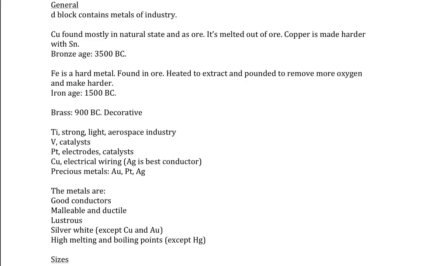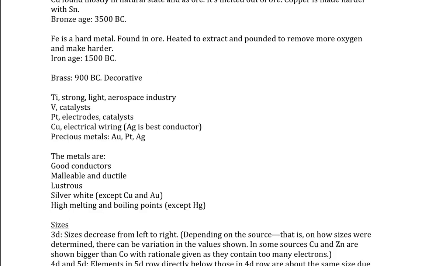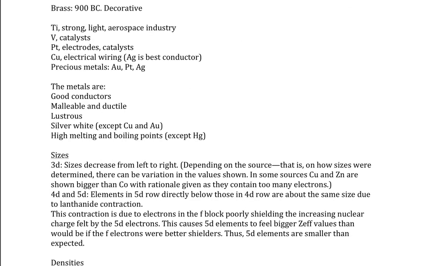We have the precious metals in the D block, gold, platinum, silver. Of course, we know platinum is enjoyed in jewelry. Metals in general are good conductors, malleable, meaning they can be banged into shape, like made into swords and shields from past times. Metals are ductile, that means they can be made into wires, like for use in electrical wiring.